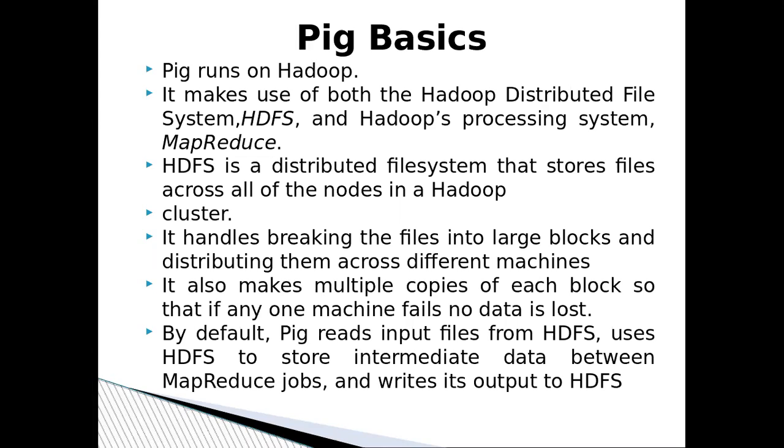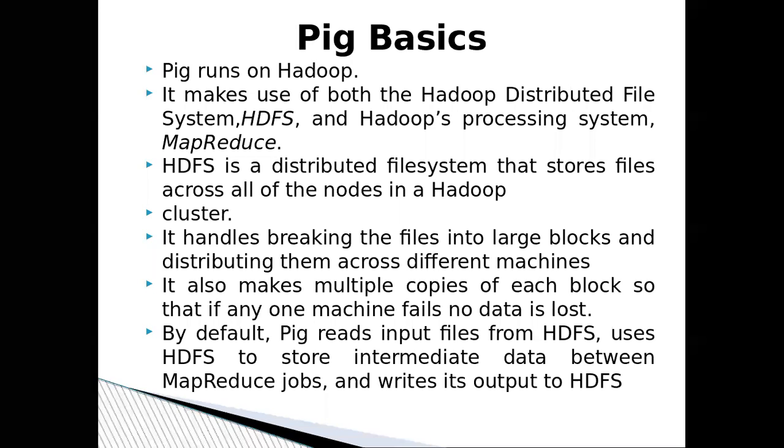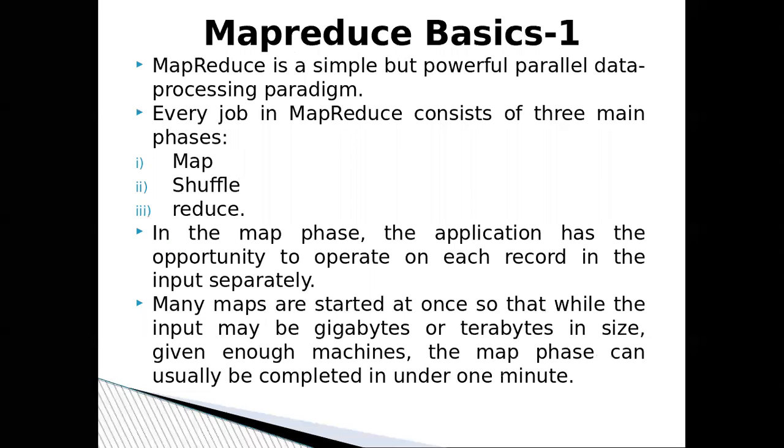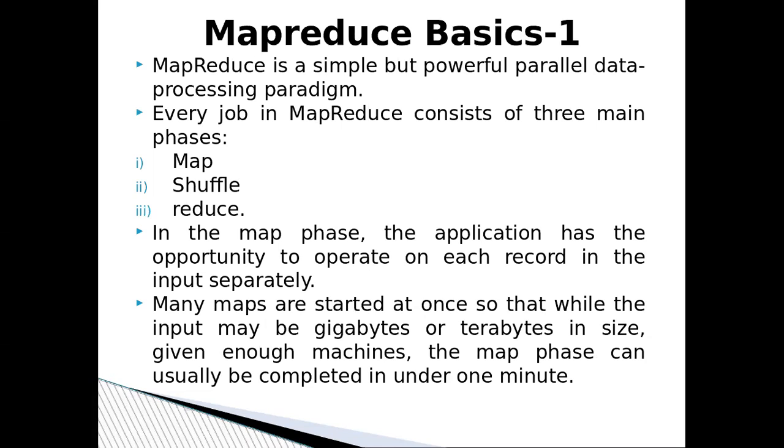By default, pig reads input files from HDFS. It uses HDFS for reading files and then stores the results back to HDFS. But we can also use the local file system for the files. That means with pig, we can read files from the local file system as well as from the distributed file system. So let's discuss the MapReduce functionality now.